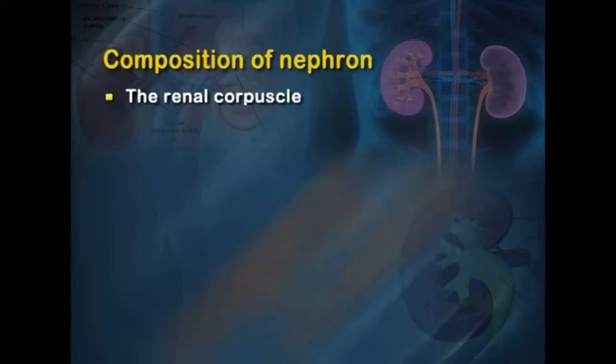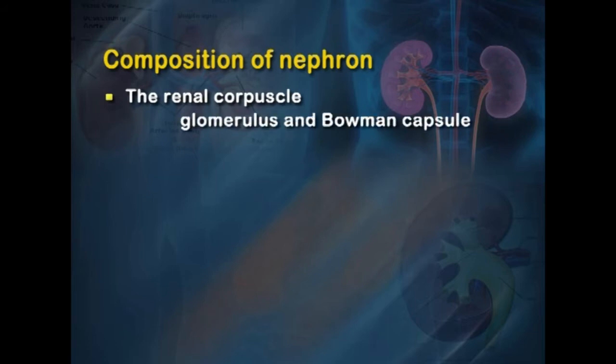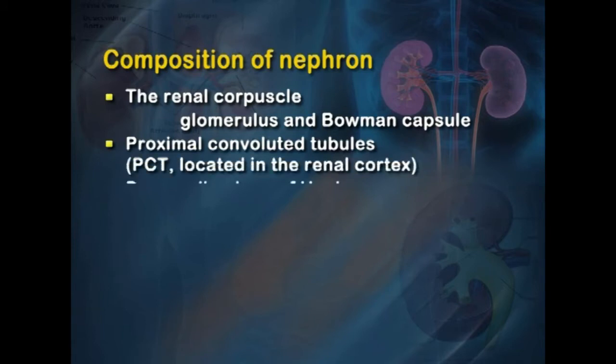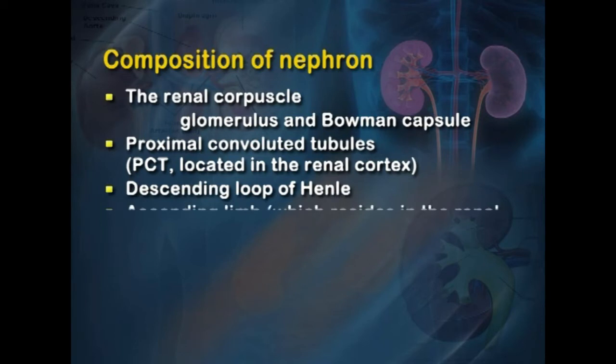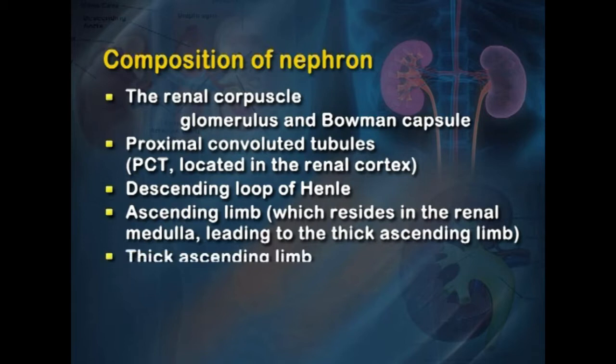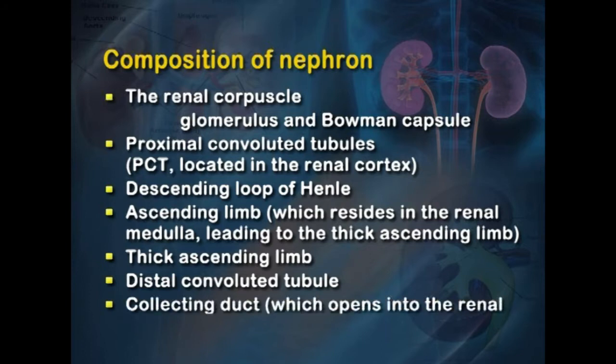Now, if we look histologically at how kidneys are, the functional renal unit is the nephron, and it is composed of the renal corpuscle, that is the glomerulus and the Bowman's capsule. The proximal convoluted tubule, PCT, is located in the renal cortex. There is a descending loop of Henle and there is an ascending limb. The ascending limb resides in the renal medulla and it leads to the thick ascending limb, the distal convoluted tubule, and there are the collecting ducts. They open into the renal papilla.